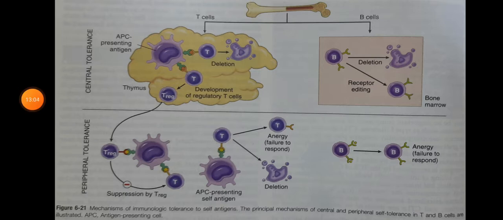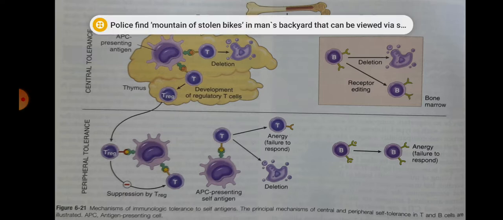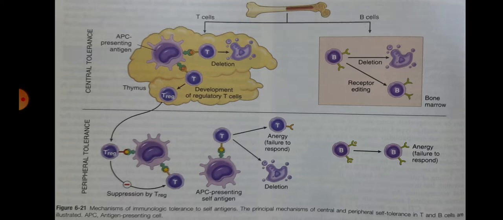And the second mechanism attributed to peripheral tolerance is suppression by regulatory T cells; by this we get peripheral tolerance.